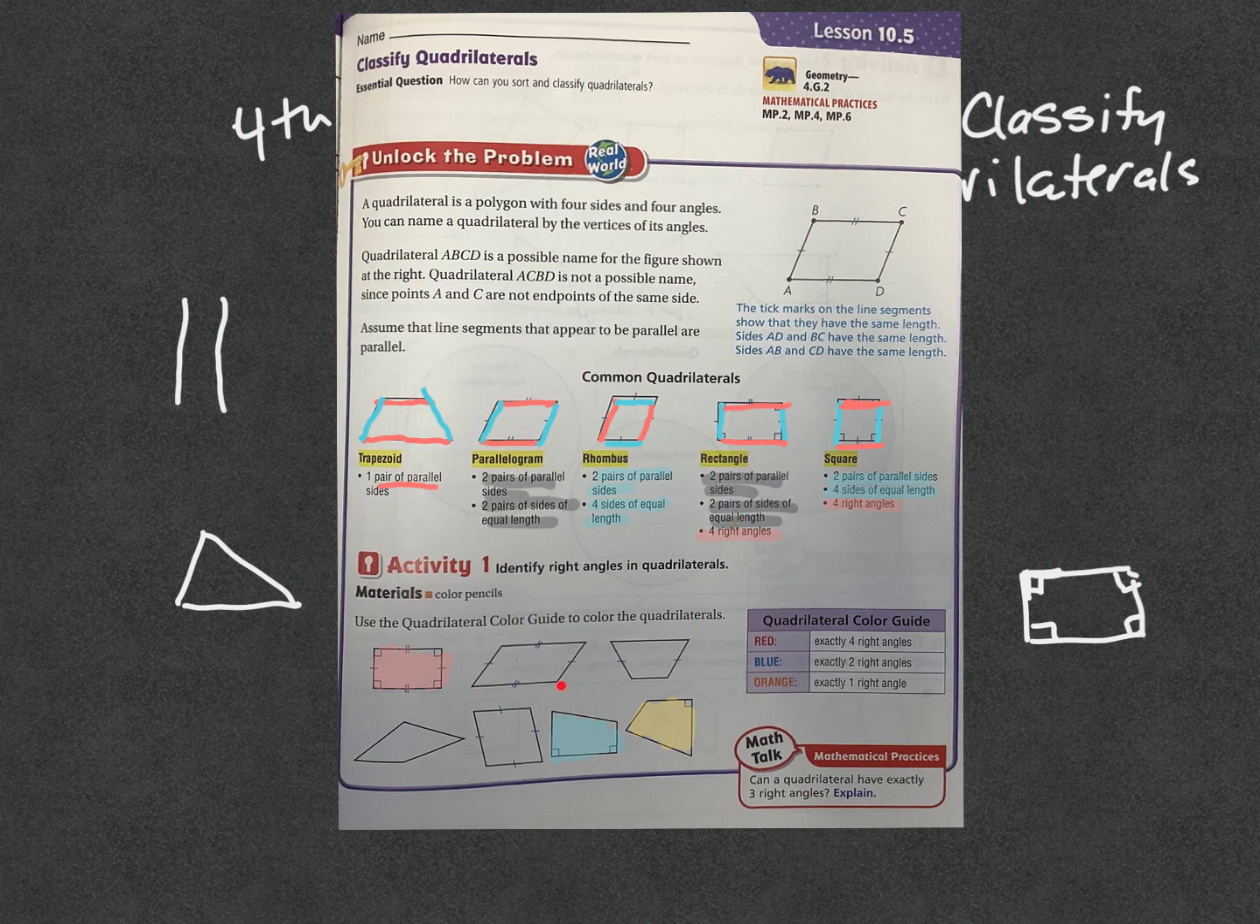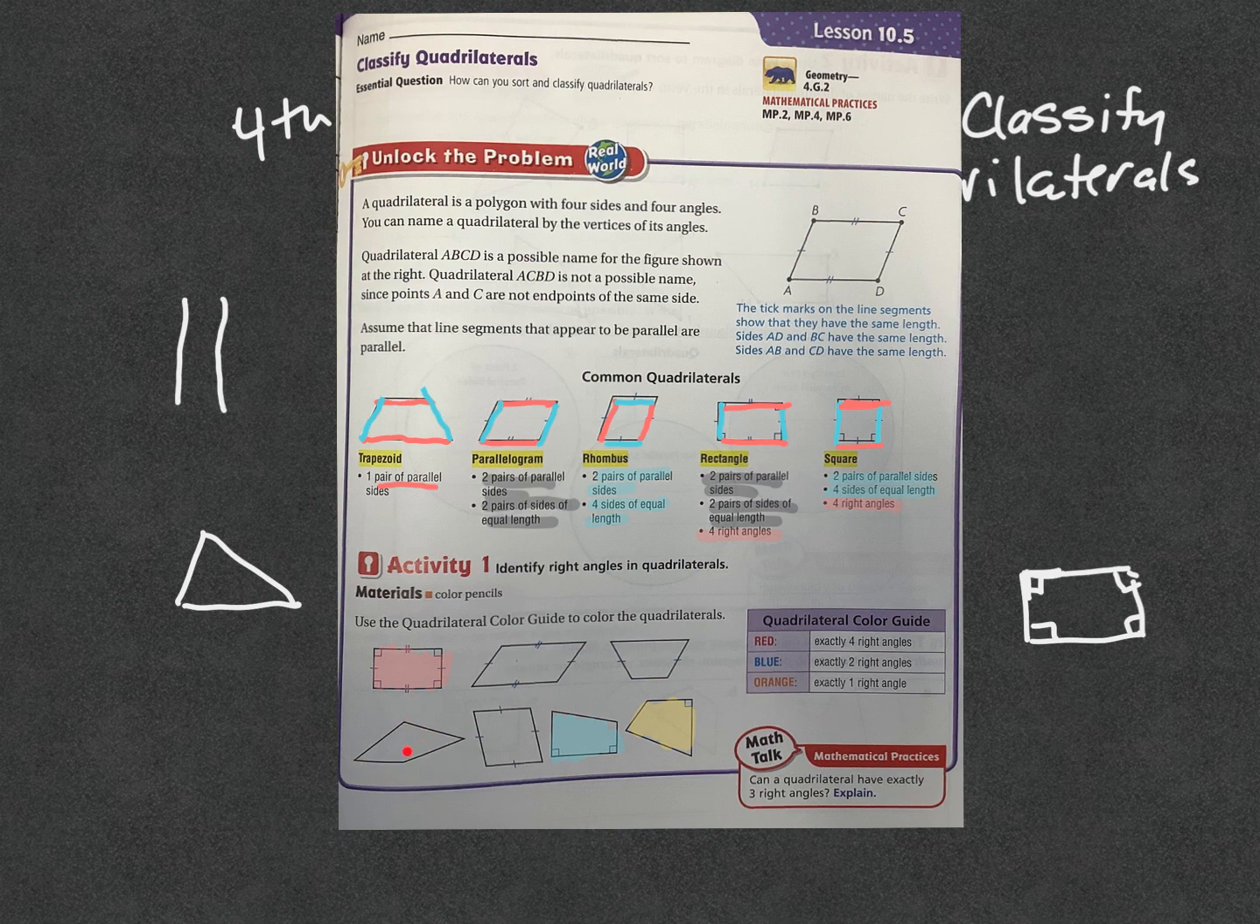This one has 2 pairs of parallel sides. This side is equal to this one. This side is equal to this one. No right angles, so we're a parallelogram. This one has equal sides here and here. It has 1 set of parallel sides, and that's it, because these will intersect eventually. So that's a trapezoid.